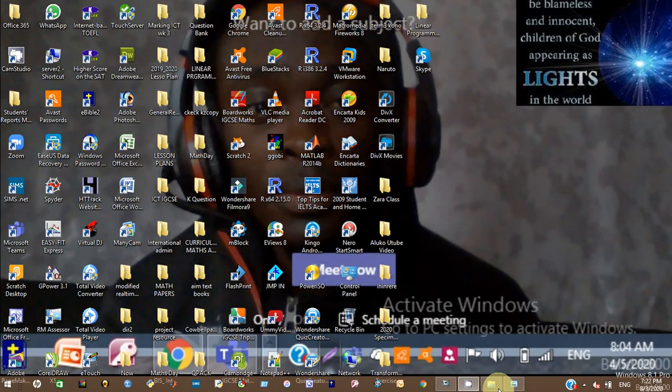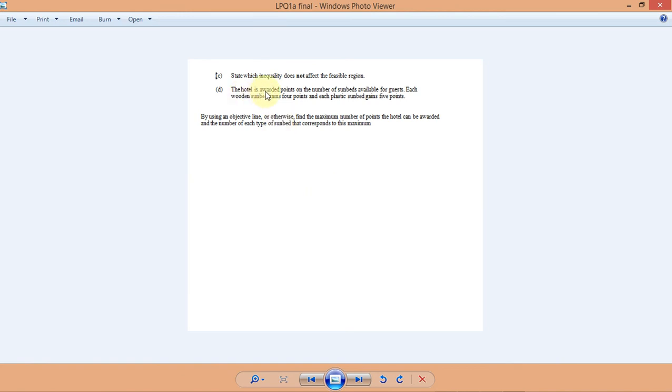So let's go back to the question again. What question do we have there? The hotel is awarded points on the number of sunbeds available for guests. Each wooden sunbed gains 4 points and each plastic sunbed gains 5 points. So for this one I need to write the inequality solution. So 4, 5 points. By using an objective line or otherwise, find the maximum number of points the hotel can be awarded and the number of each type of sunbed that corresponds to the maximum.